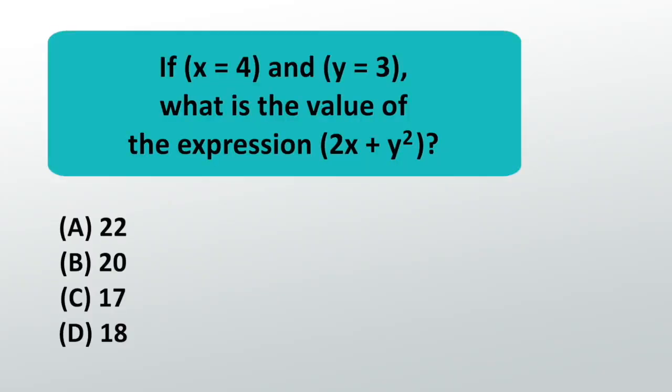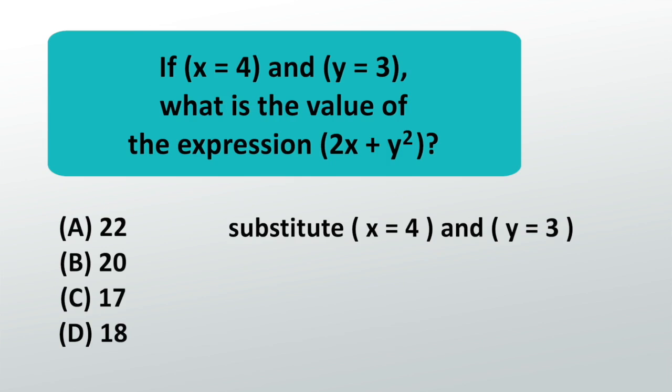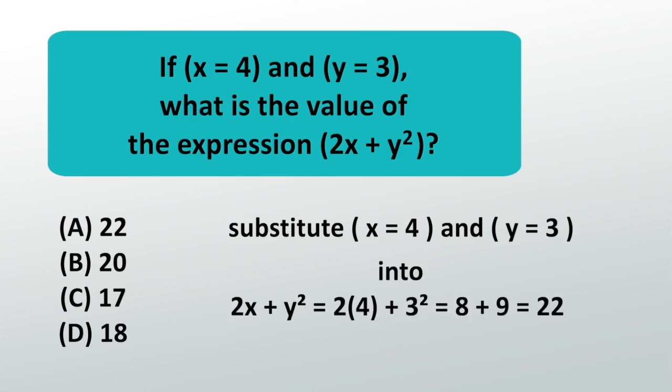Question 1. To evaluate the expression, you must substitute 4 for x and 3 for y into 2x plus y squared. So your problem will now be 2 times 4 plus 3 to the second. 2 times 4 is 8, and 3 to the second is 9. 8 plus 9 equals 22. The correct answer is 22.